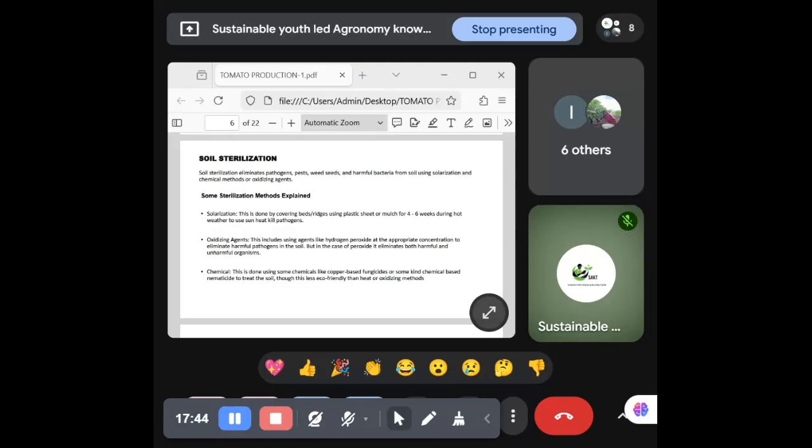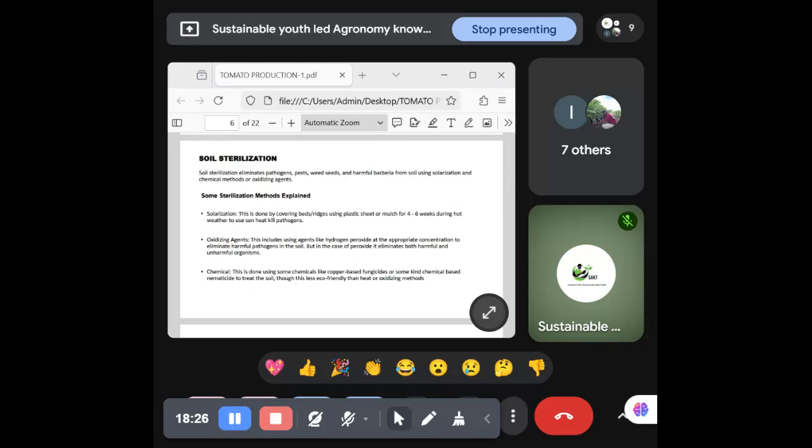solarization. So peroxide, using it at the appropriate concentration, eliminates harmful pathogens in the soil. But in the case of peroxide, it eliminates both harmful and unharmful organisms. Peroxide burns everything. When you use peroxide to sterilize your soil, it burns everything. So in this case, you may have to make use of some biological agents to reintroduce those organisms that were destroyed by peroxide. Though peroxide can be very effective, it doesn't just destroy the harmful ones, it also destroys the unharmful ones.